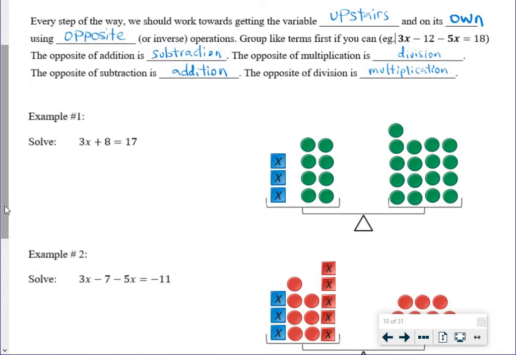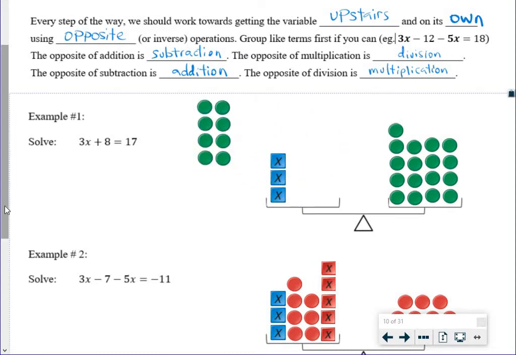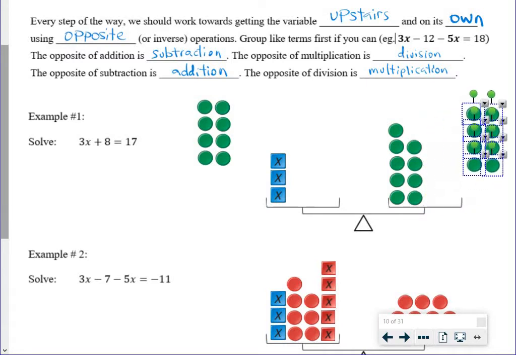So here we have 3x plus 8 equals 17, represented on the right with this scale. So we have 3 x's, and we have 8 blue circles on the left, and we have 17 green circles on the right. So what we can do to solve this using our model is I can remove 8 from the left, but I can't just do that because then the right side will weigh down significantly. So I need to remove 8 from the right as well.